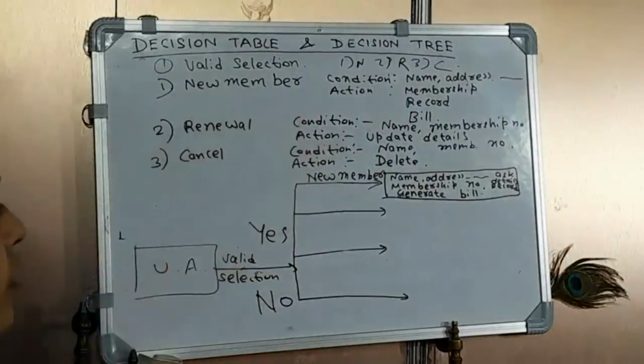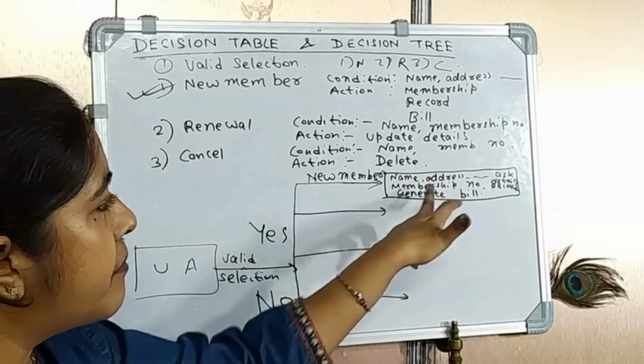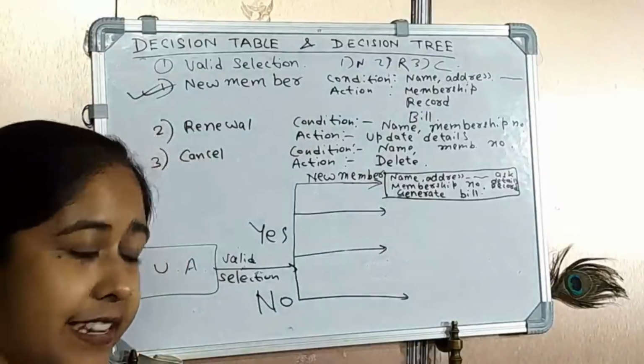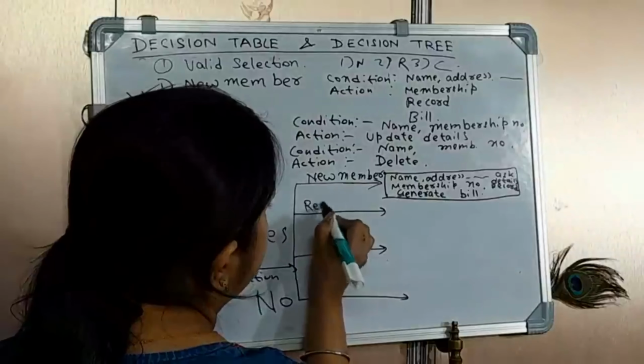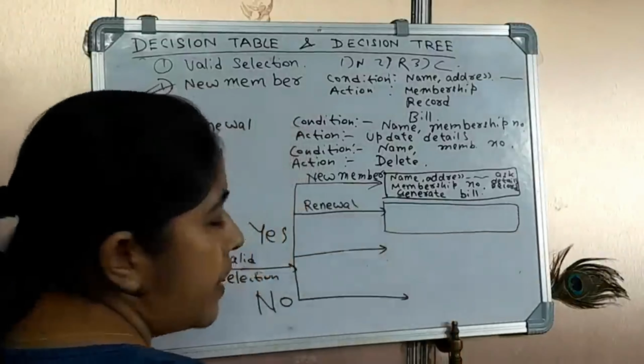Now what will happen? Again, this is for my new member section. So what we are doing here is, first of all, whatever input is given, then valid selection, yes or no. If yes, then what conditions and actions are going to be taken, and if no, then what actions are going to be taken. Name will be asked of me, and membership number, bill details, everything will be generated. Then what will be the next condition? That is my renewal condition. If I am going for renewal, then what will they do?